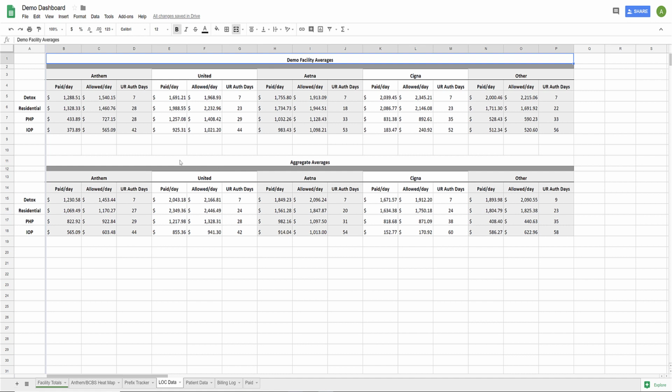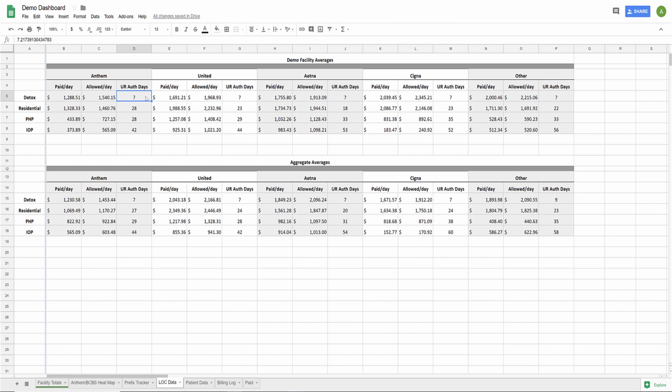So the level of care data tab breaks down, again, the top 5 categories: Anthem, BCBS, United, Aetna, Cigna, and others. And it breaks it down by the 4 most common levels of care. Again, this is an out-of-network substance use disorder facility, so they have detox, residential, PHP, and IOP. For this, the top for you is your own facility's numbers, and below is the aggregated of all our facilities. So you can take the top and see how it compares to the bottom. It tells you the average paid per day for that level of care. It tells you the average allowed per day for that level of care. It also tells you for that particular payer for that level of care what you're averaging in authorizations.